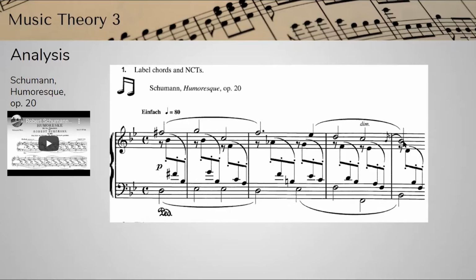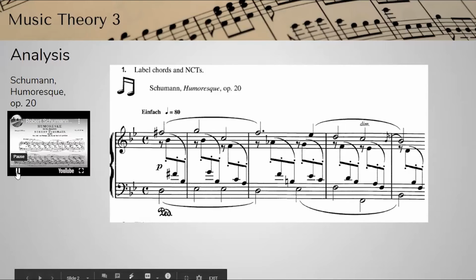Let's compare that to how it sounds when we listen to it. Now this is a very short excerpt, so we'll play this a couple times. Okay, let's listen to that one more time.